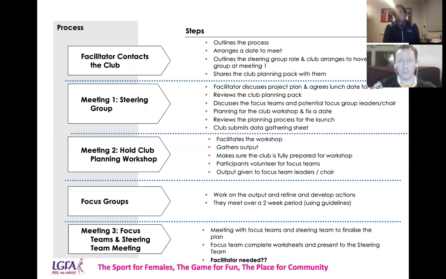Your next meeting then with the facilitator for your club plan will be that club planning workshop, and the facilitator will host that workshop. And really, you're looking to gather as much information from as many different sources as possible in that workshop. It asks a series of questions, and there'll be a series of discussions going on in the room, and they'll be around player development, fundraising, communications, the overall run of the club, administration and governance, and a few other things as well. It might be how you get your club out there.